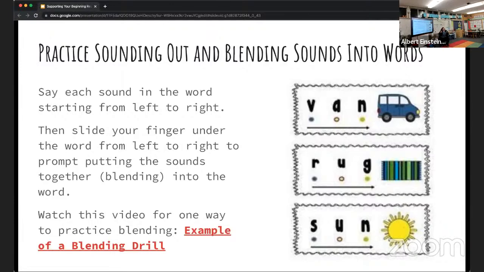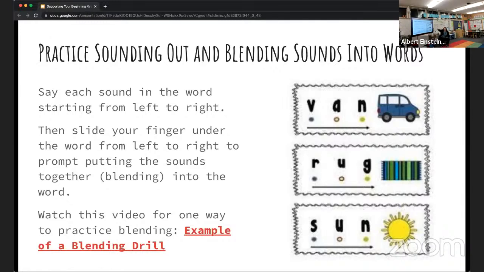Oh, van, and then they can match that vocabulary that they already know. They know the word van, they know it goes with that picture, then they can figure out what the word is. So that's a nice little clue that you can give them. And once they get better at it, you take the picture away and have them just doing the letters, just doing the sounds.